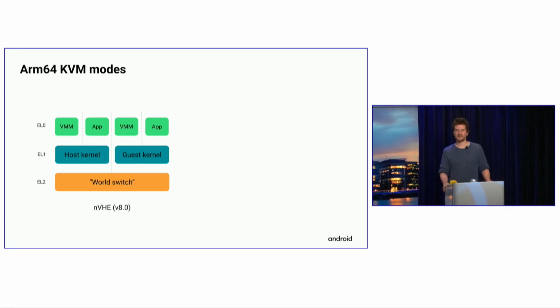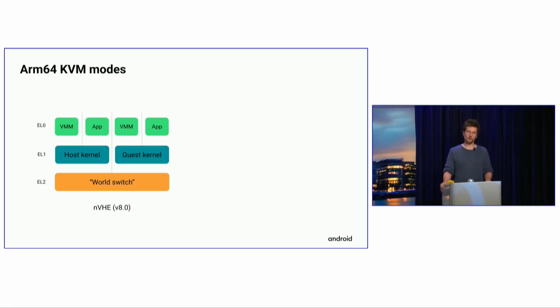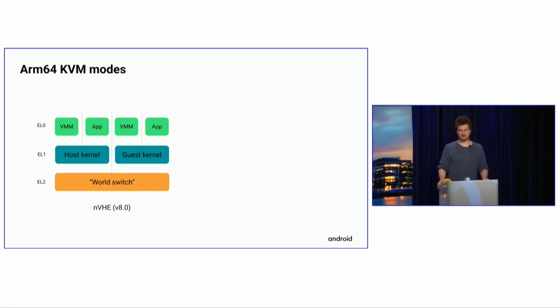Before we get started, quick recap. Very simply, how KVM works on ARM64. So you have two modes. Back in the day when nVHE was introduced, the host kernel could not run at EL2, which is the execution level 2, where the hypervisor usually runs. So the host was running at the normal kernel mode, but there was a tiny piece of code called the world switch that was basically just allowing the host kernel to talk with the guest.